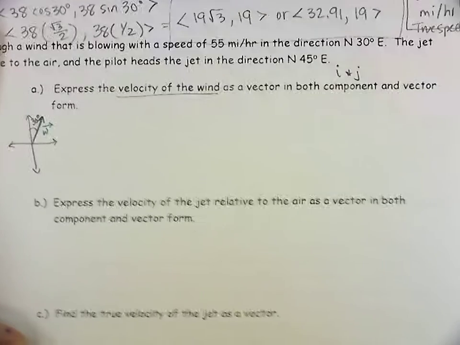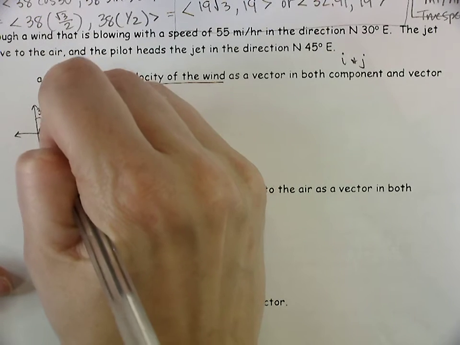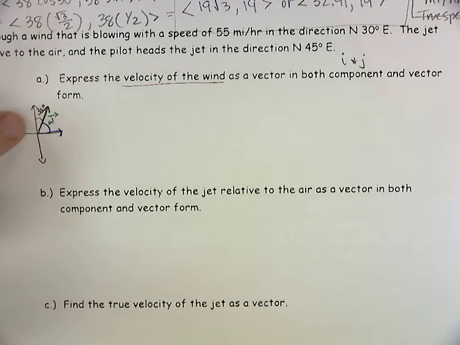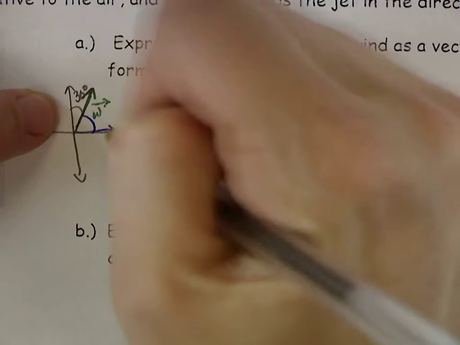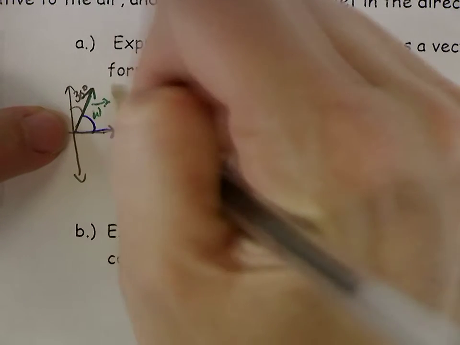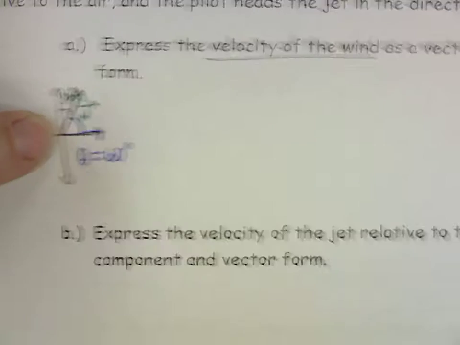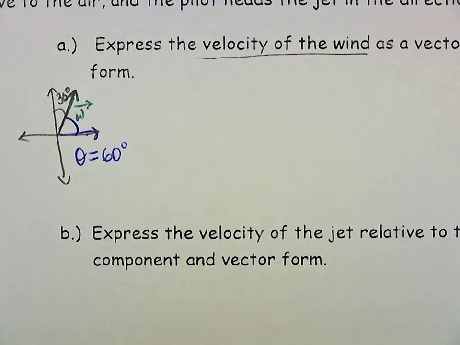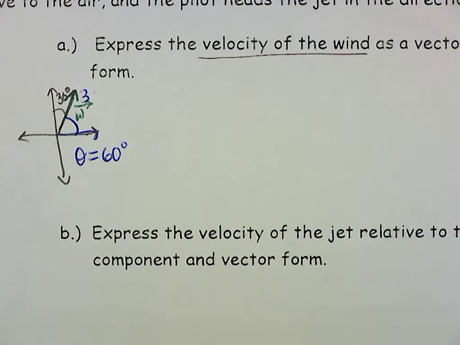So theta is 60? Exactly. Okay, so remember theta has to start at 0 and go to the vector. So because we have this 30 degrees here, we have to find theta, which is from 0 to the vector. So in this case, theta is going to be what? 60 degrees. Okay, and then our speed on this is going to be, for this one it is what? 55.